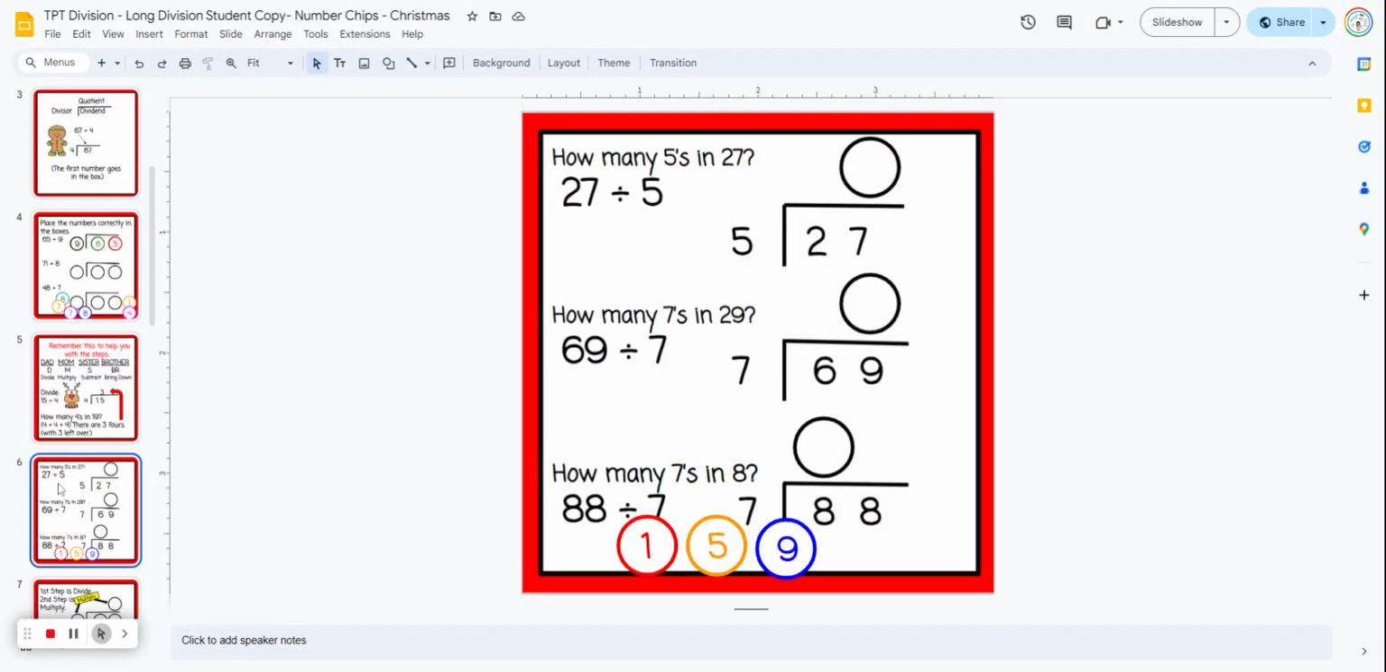So the next slide is just going to be the division step. And there are only 3 choices, so that makes it a lot easier for the students. 5 goes into 27, 5 times with some left over. 7 goes into 69, 9 times with some left over. And 7 goes into 8 1 time.